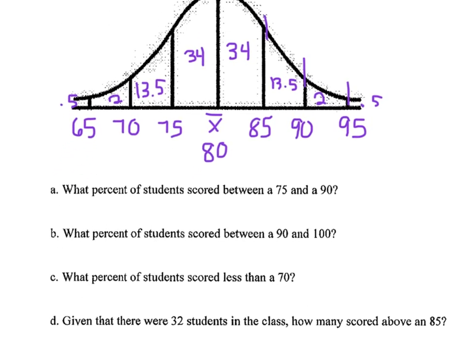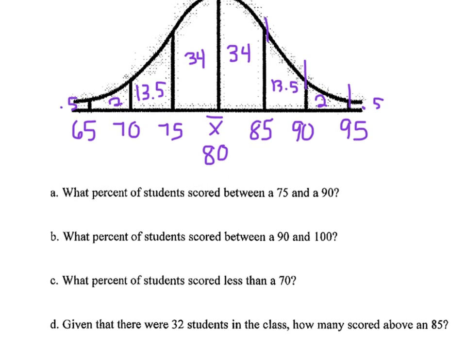What percent scored between 75 and 90? So between 75 and 90, we just add up these numbers, 34, 34, and 13.5. So 34, 34, 13.5 gives us 81.5%.